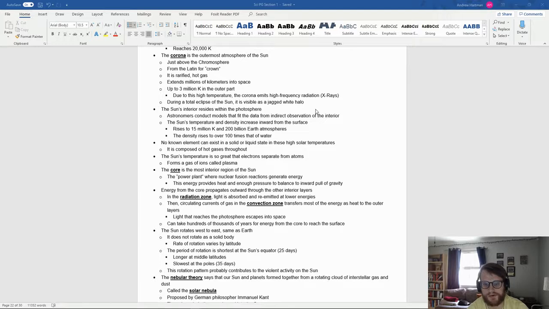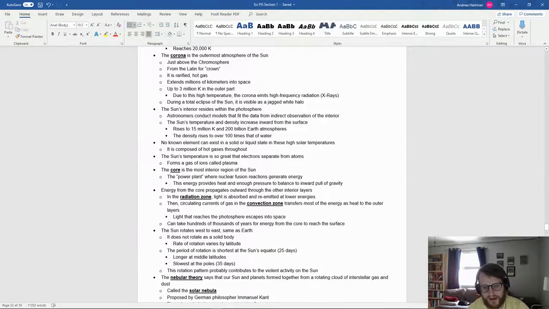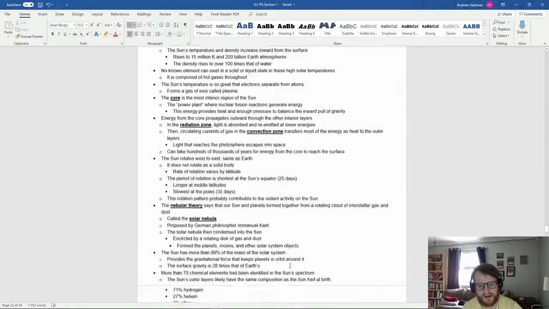The most interior region of the sun is the core, which is where all the good stuff happens. As you can see here, this is the artist's rendition of the core. It is the power plant where nuclear fusion occurs, nuclear fusion being the thing that makes suns work. The energy coming from the core provides heat and enough pressure to balance the inward pull of gravity. The gravitational power of the sun is trying to pull the sun inwards at all times, but the energy created by the core is pushing against that pressure enough that it doesn't collapse in on itself, which is what happens when we talk about black holes, which we'll talk about in a later video.